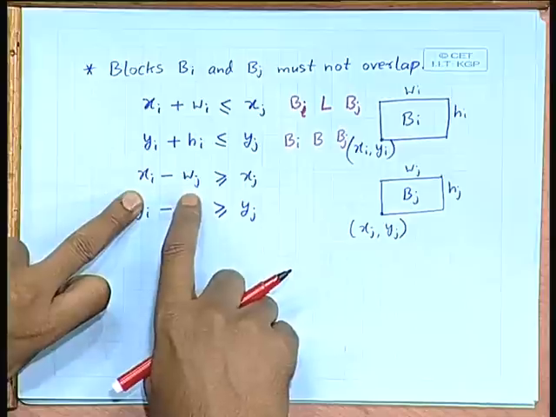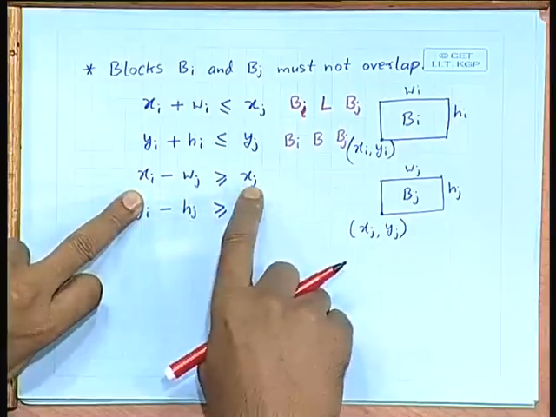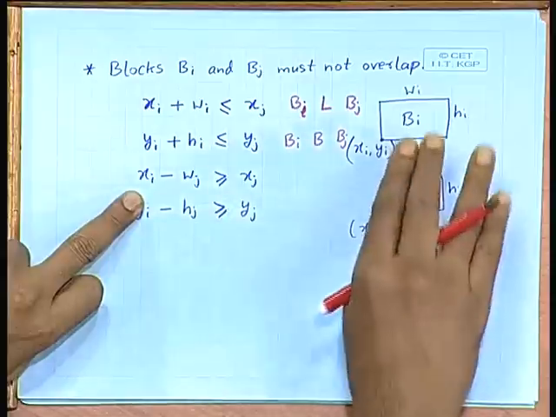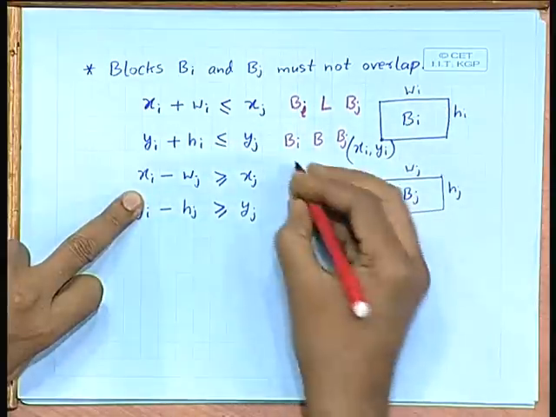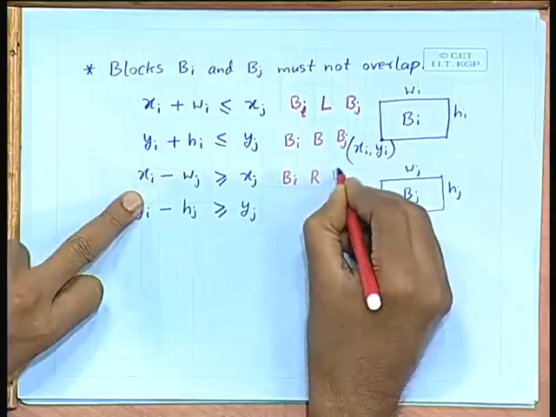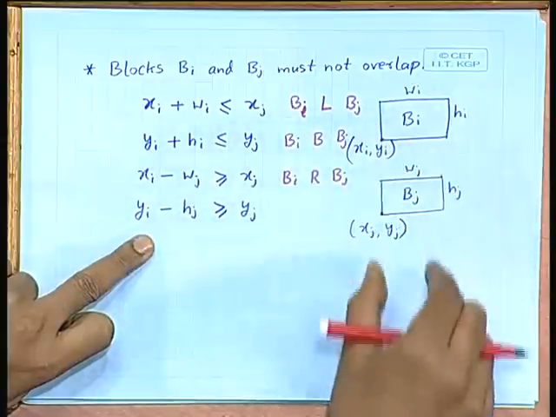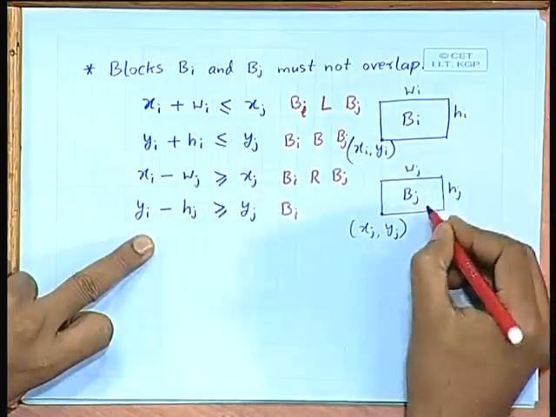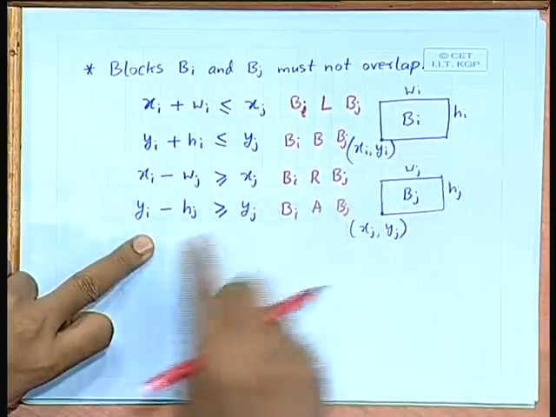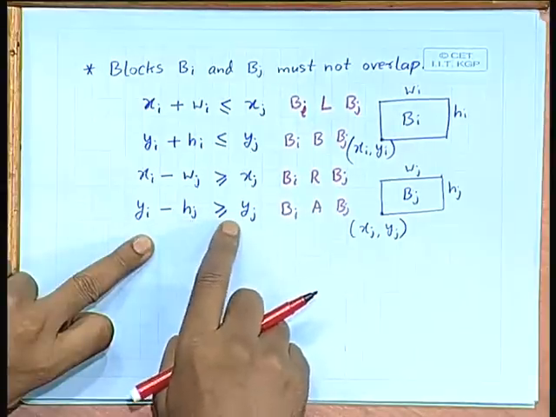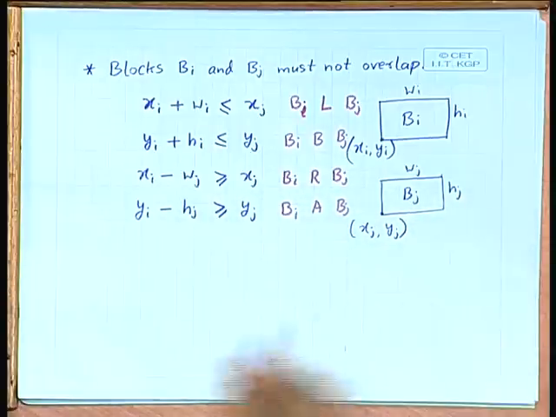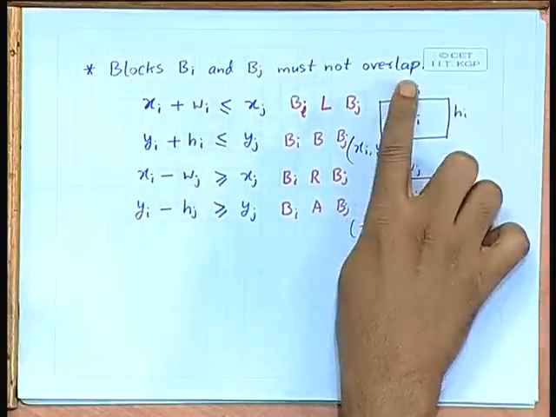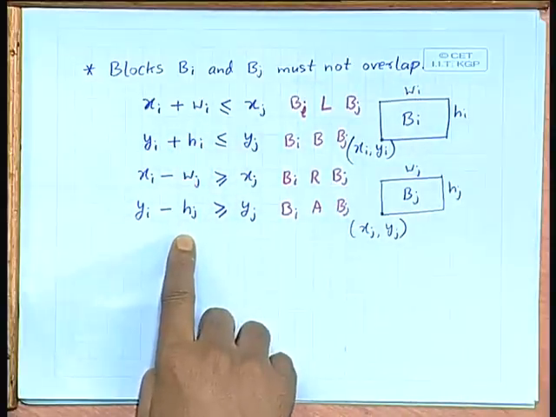Similarly, if you take wj on the right hand side, it means xj plus wj is less than equal to xi. That means you interchange i and j, and this happens. So, this means bi is on the right of bj. Similarly, bi is above bj, because hj plus yj is less than equal to yi. So, you see, just in terms of the relative positioning of these blocks, in order to avoid them from overlapping, we have written 4 equations.